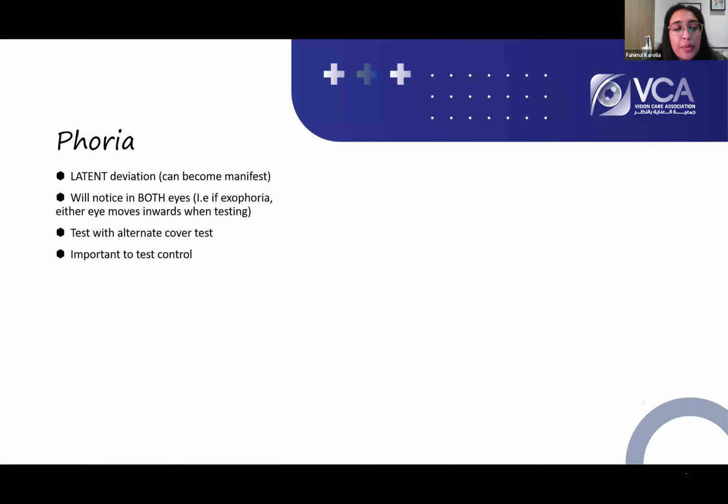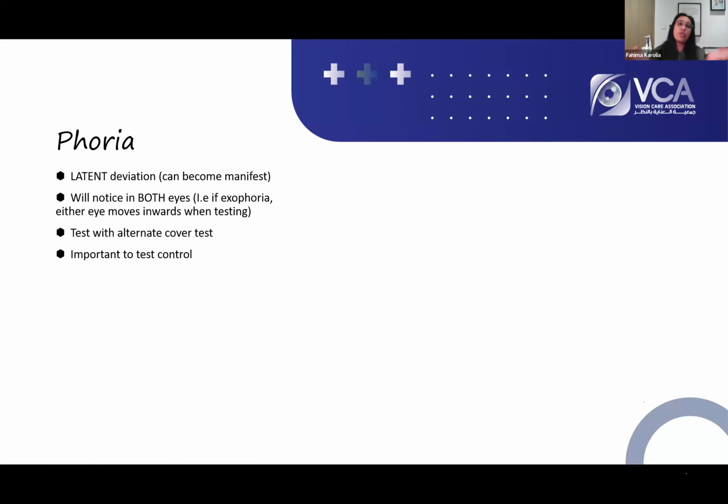So a phoria is a latent deviation. What does that mean? Well, it means we close our eyes and our eyes relax. And how do they relax? Very normally, the eyes relax a little bit outwards. And what we want to do is open our eyes and see how quickly our eyes come back to normal. How quickly do our eyes come into straight? Okay.